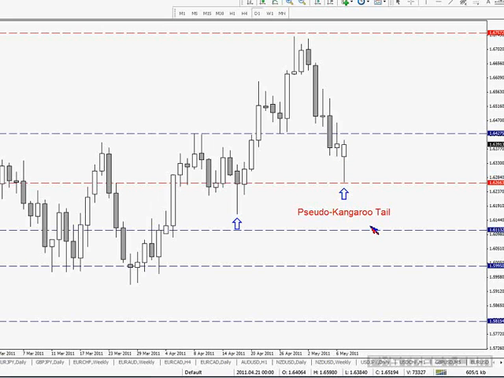That's it. So on this one, what we may do is, if it does trigger higher tomorrow, like let's say this bar closes as a pseudo kangaroo tail, it trades higher tomorrow, so your stop loss is down here, it's about 145 pips away.